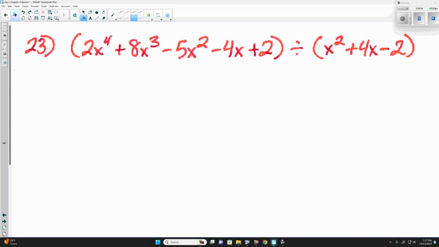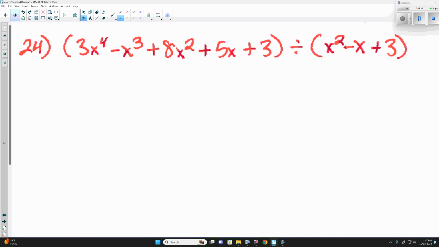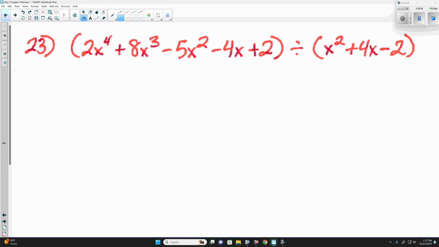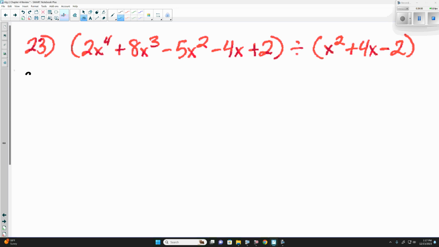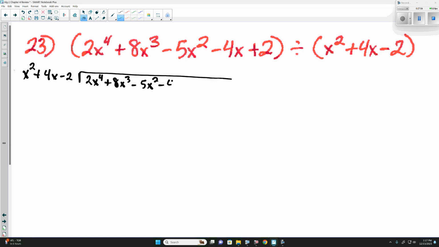This one here, we're going to do this one here by long division. Okay. We're going to do this by long division. So we'd have x squared plus 4x minus 2. Sorry, what? What did you do? Hold up. Wait, what? Hold on.